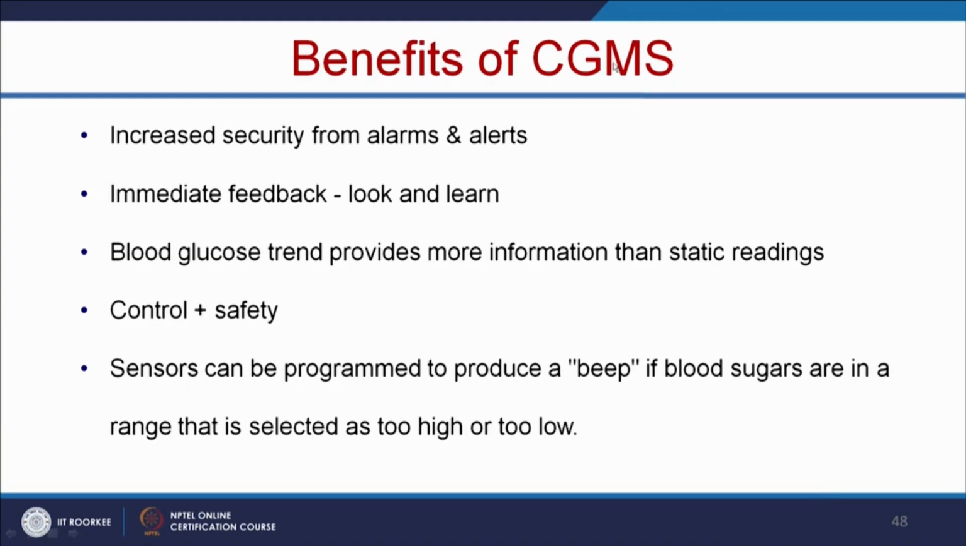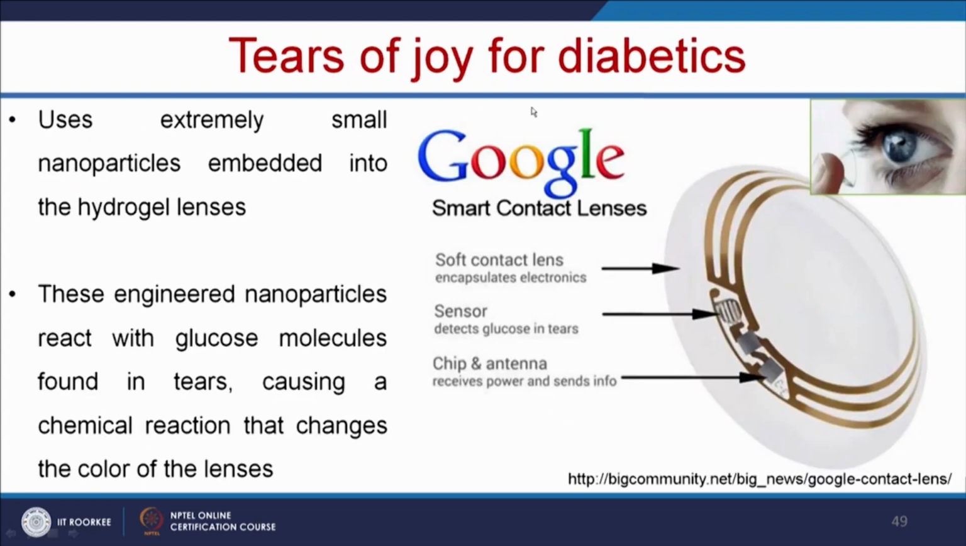So, here the benefits of CGMS are increased security through alarms and alerts, and we are getting immediate feedback. Also, the blood glucose trend provides more information than static readings, and the sensors can be programmed. If it is a low glucose or high glucose, it can sound an alarm. Recently Google made a smart contact lens. Okay. This contact lens has a sensor, and this can detect the glucose in the tears. This technology uses small nanoparticles which are embedded into these hydrogel lenses. Okay.